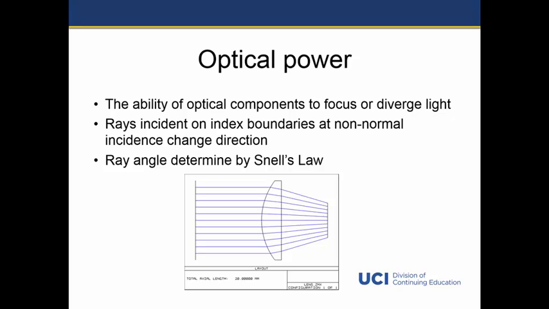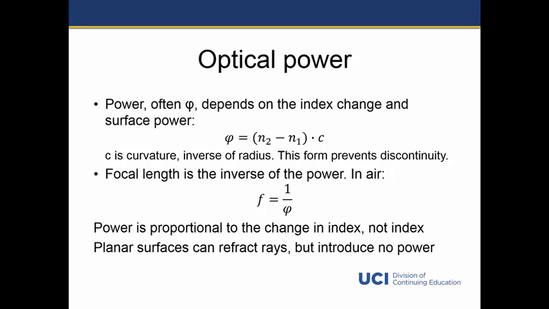Power, which we typically represent with the symbol phi, depends upon two things: the change in index at a boundary and the curvature of the surface. The curvature is simply the inverse of the radius, so it would be (n2 minus n1) over r, but typically we use c and multiply rather than divide by r because this is computationally more efficient. We don't end up with a discontinuity at times, so typically we talk about power as a function of curvature.